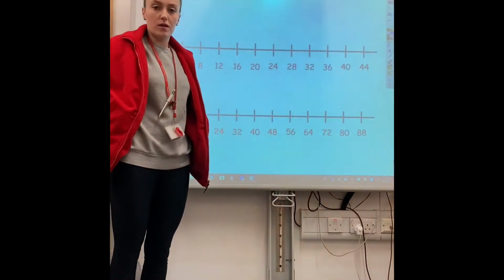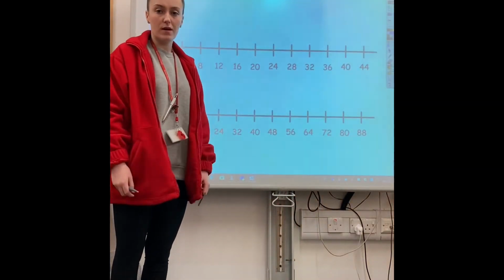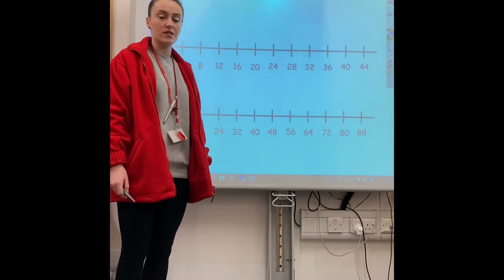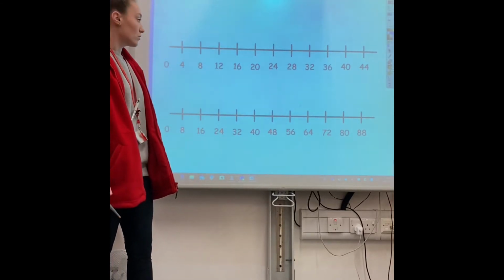Good morning Year 3, here's the input for lesson 5 of your maths work today, but first we'll start with our times tables, starting with our 4s.